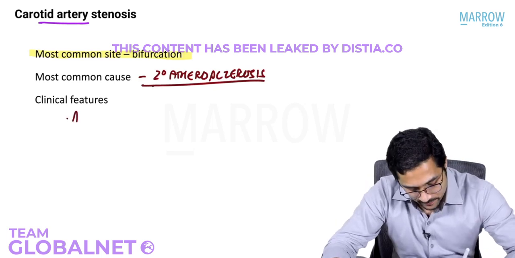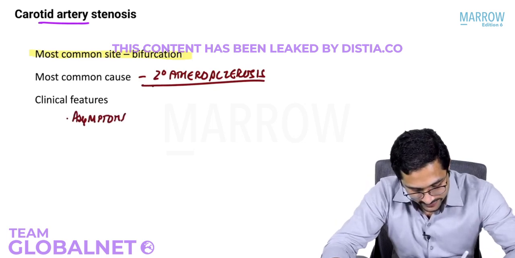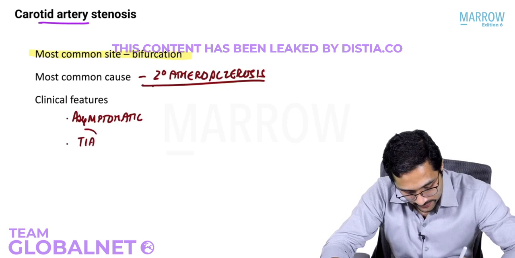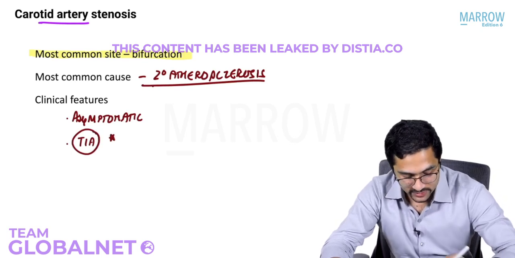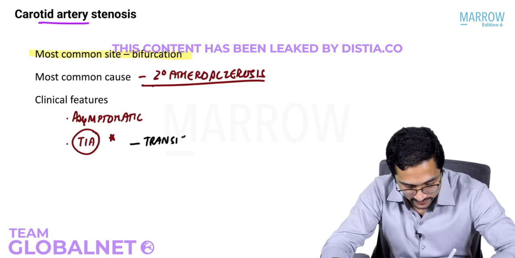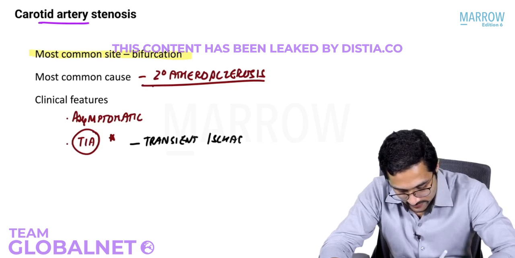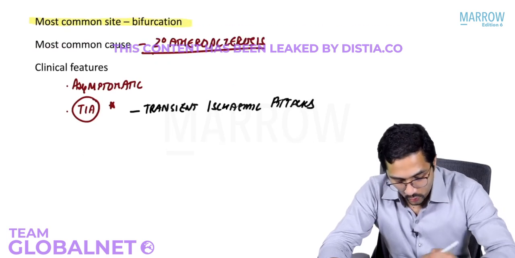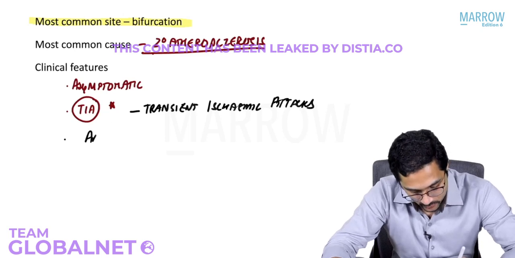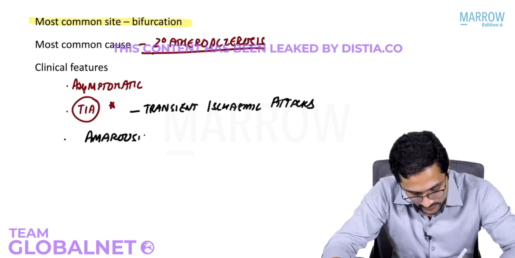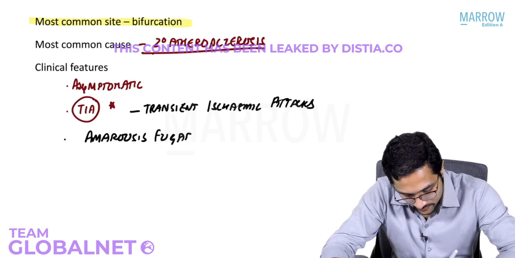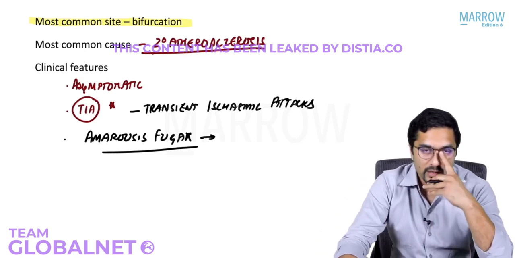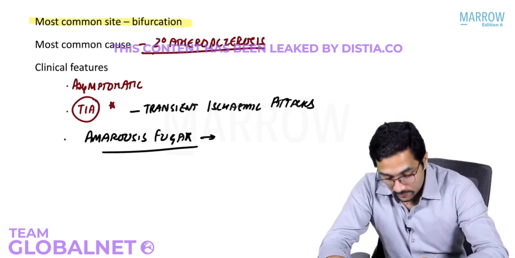Now, clinical features: these patients can be asymptomatic and it can be detected when a Doppler is done for the neck, or they can have transient ischemic attacks. This is the most common presentation. There can be transient ischemic attacks which resolve within 24 hours. Or they can have episodic blindness. This is amaurosis fugax, where they will have momentary blindness and that resolves after some time. They can also have dysphasia.